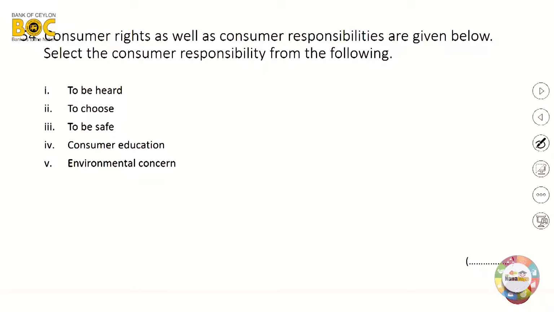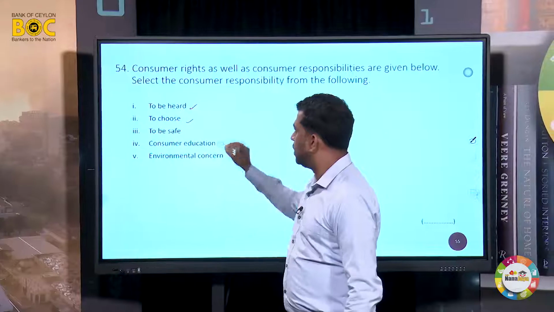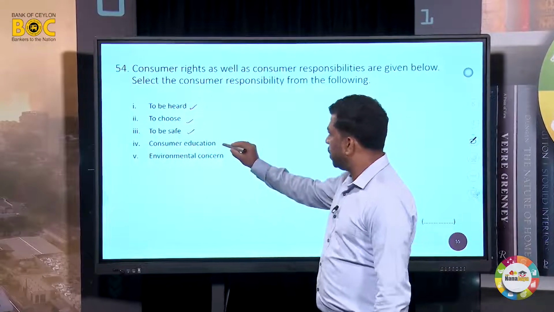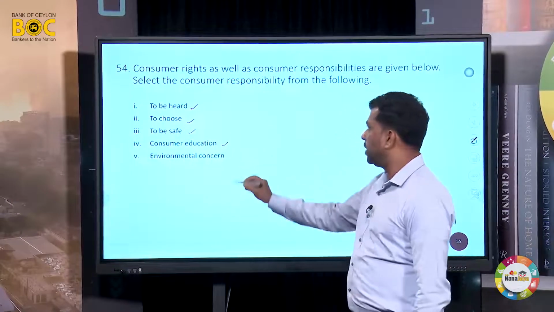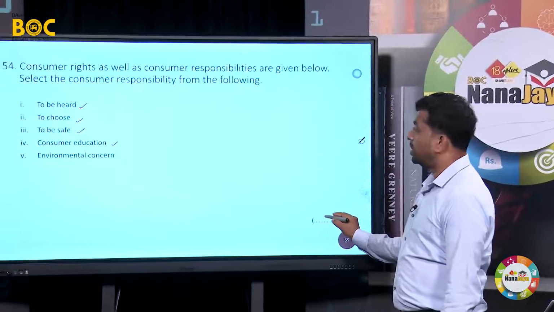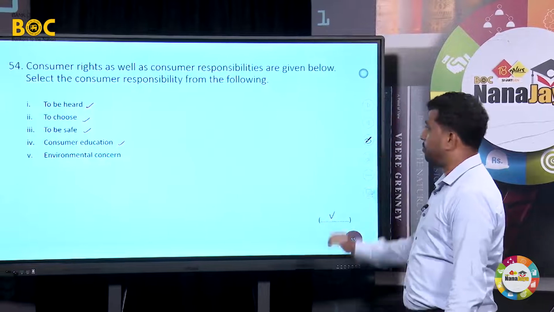Consumer rights as well as consumer responsibilities are given below. You have to select the consumer responsibilities from the following. This is a right, it's also a right. This is also a right. Consumer education is also a right. Environmental concern is a consumer responsibility. So the option is the fifth one.